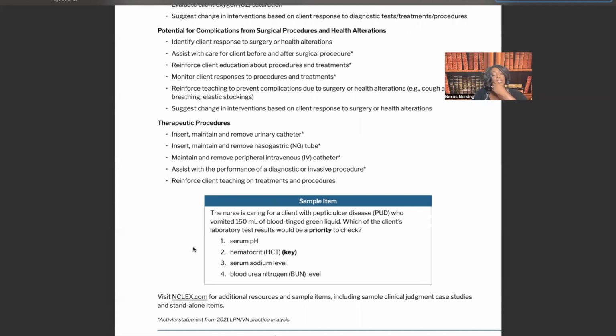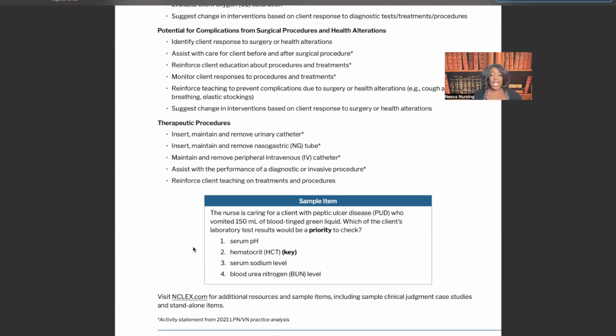But let's talk about peptic ulcer disease. What do we know about this condition? We know that these ulcers are very easy to cause bleeding. So we see that they're vomiting 150 mLs of blood-tinged liquid. That's what you're going to be looking at. You're going to be looking at the hemoglobin and the hematocrit and see how low it's gotten. That patient might need to get some blood. Okay, but it has to be addressed.